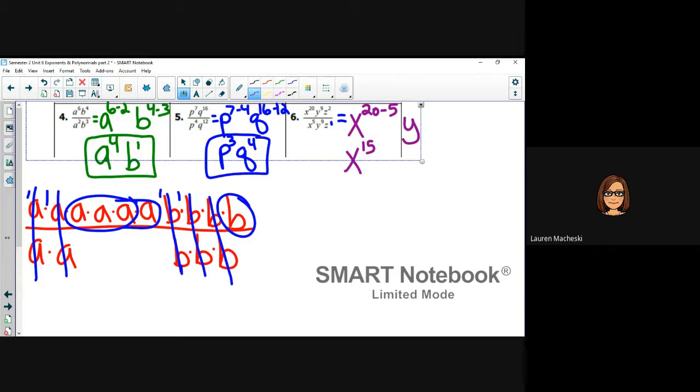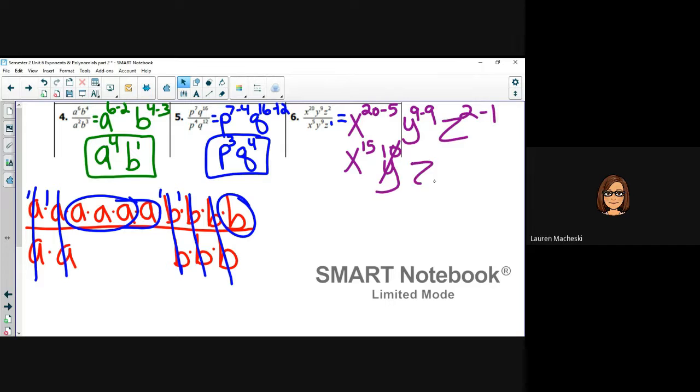Y to the 9 minus 9, which is Y to the 0. Anything to the 0 power is just 1. And Z to the 2 minus 1 is just Z to the 1st. So really, that is just 1x to the 15th, Z to the 1st.